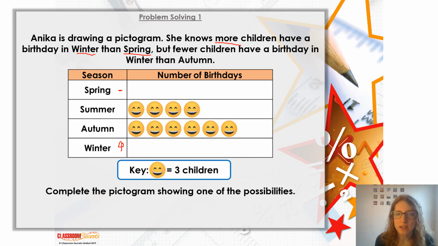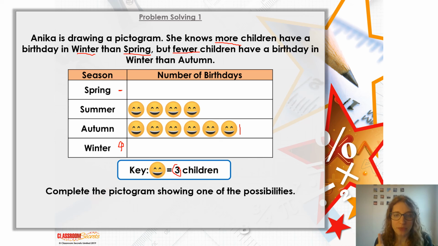But fewer children have a birthday in winter than autumn. So winter needs to be more than spring, but less than autumn. Each smiley face is worth 3 children. Can you come up with one, if not 2, possible ways of filling in this pictogram? So pause it, have a think. You don't have to draw it if you don't want to. You can just say how many faces you would put in each column.